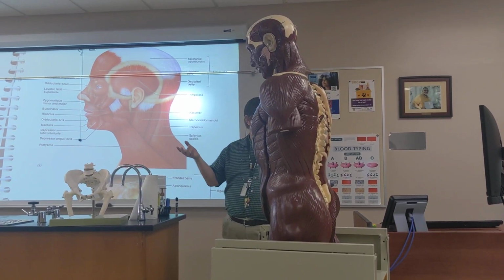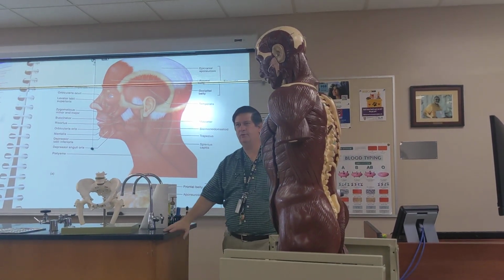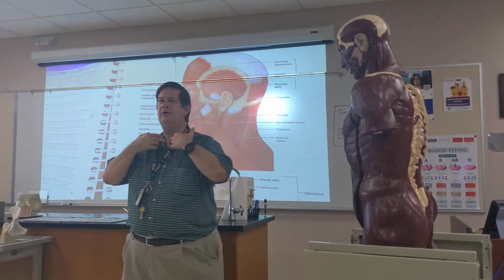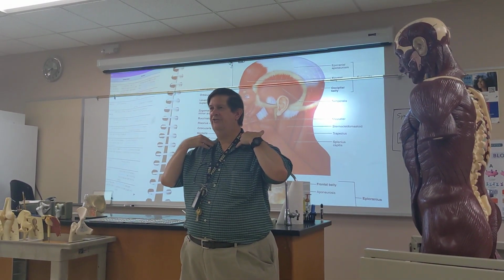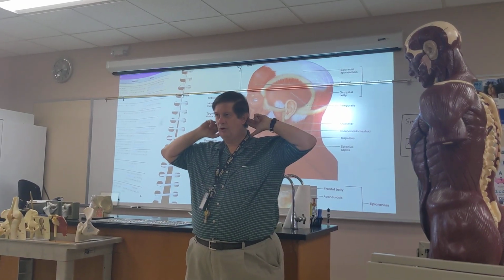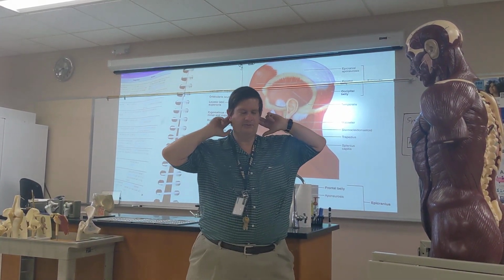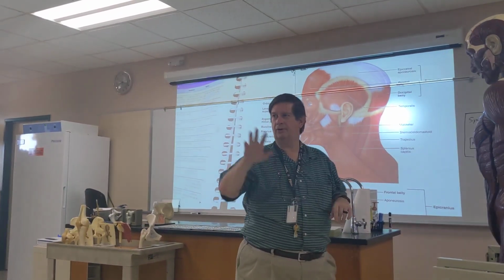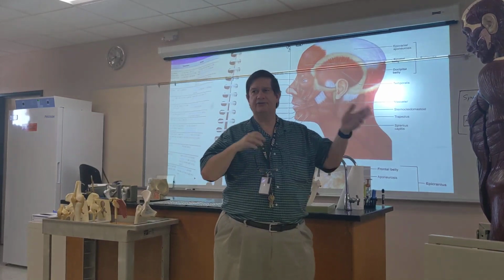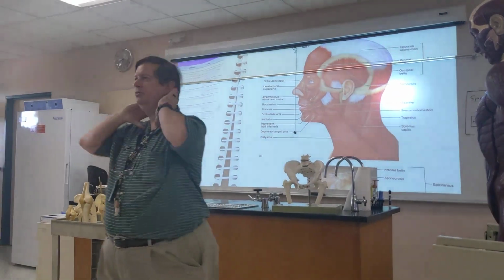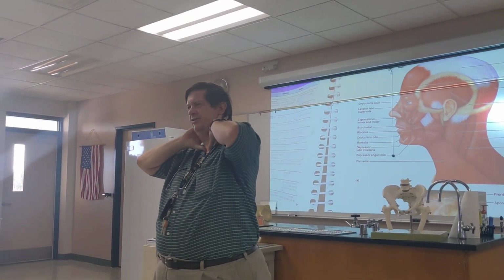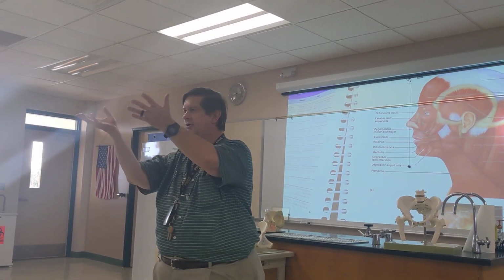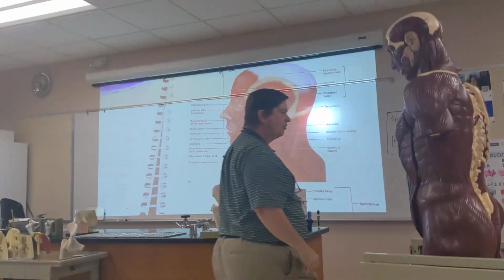Sternocleidomastoid. It's in the name, so you definitely know the origins and insertions. Origins, manubrium of sternum, clavicle. Insertion, temporal bone and occipital bone. Let's be very specific: mastoid process on temporal bone and into the occipital. That's origins and insertions. What does it do? Contract one to move your head to the opposite side. Contract them both, flexion. That's your sternocleidomastoid.